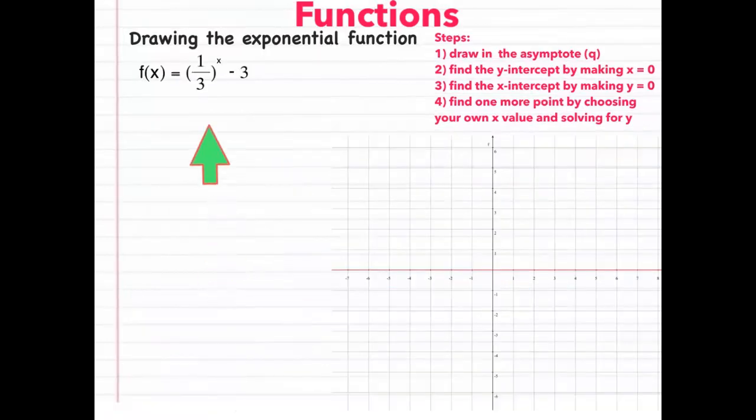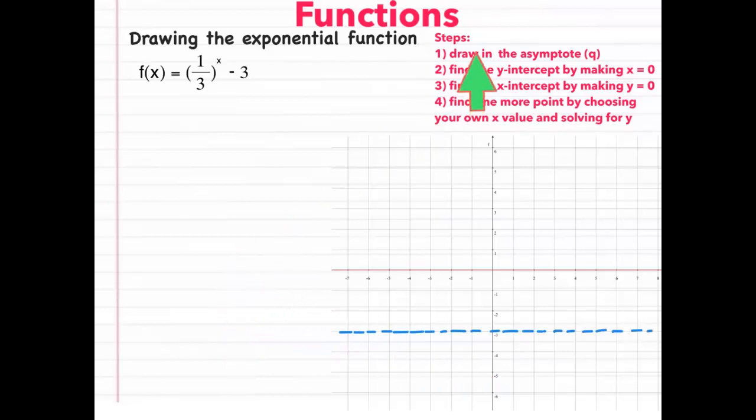Now here is one more example, so let's have a look at drawing this exponential function. Again, this is an exponential function because x is an exponent. So draw in the asymptote. What is my asymptote? -3. So it is over here. So let's quickly draw in the asymptote. That's so important. That's the first step. And now I know there is the asymptote, so my exponential function can never cross this line. Okay, brilliant. Now, what about the next step?